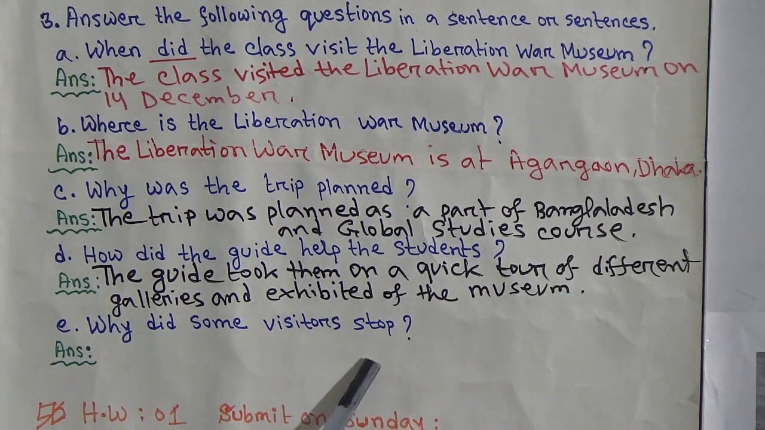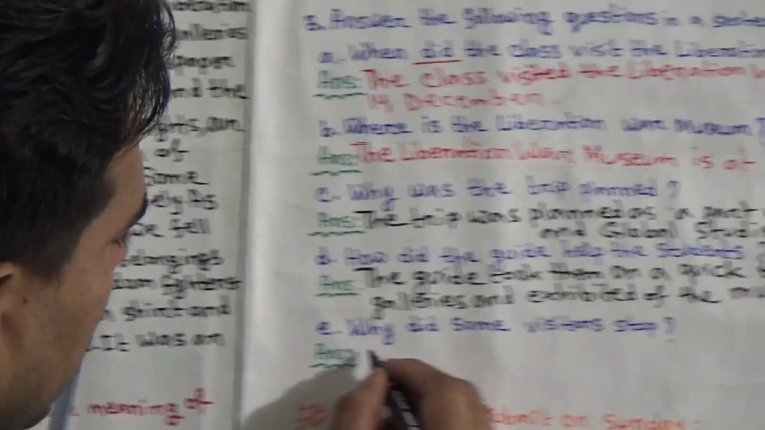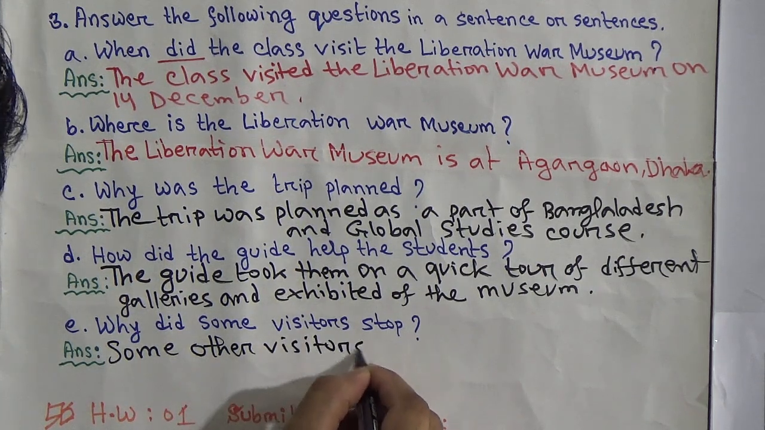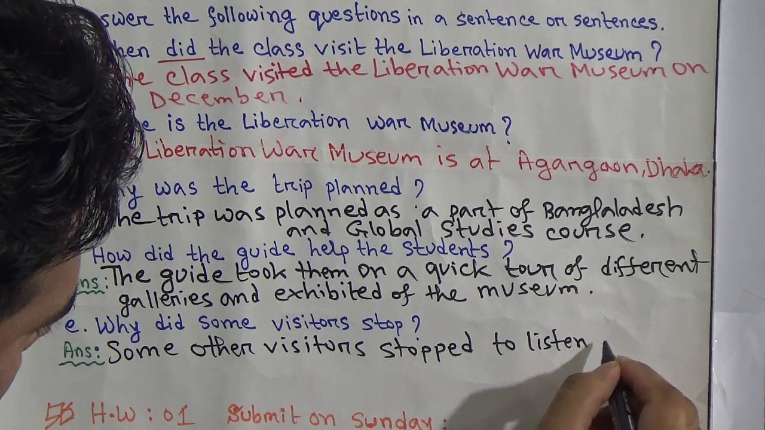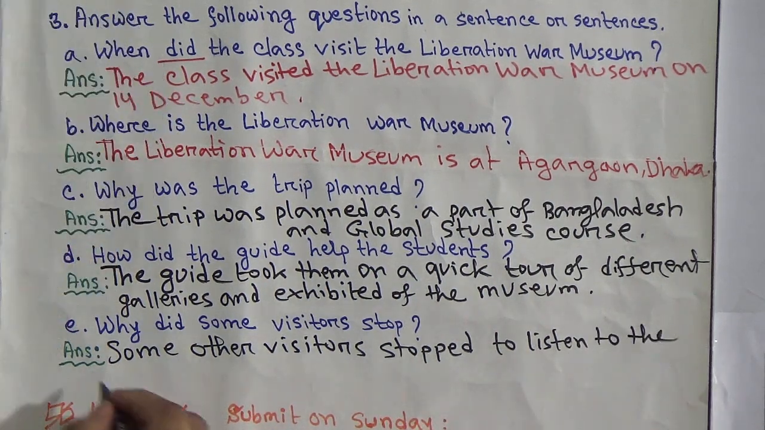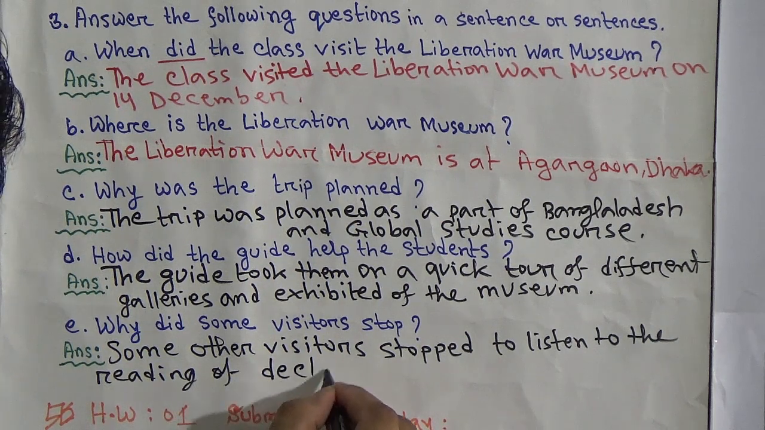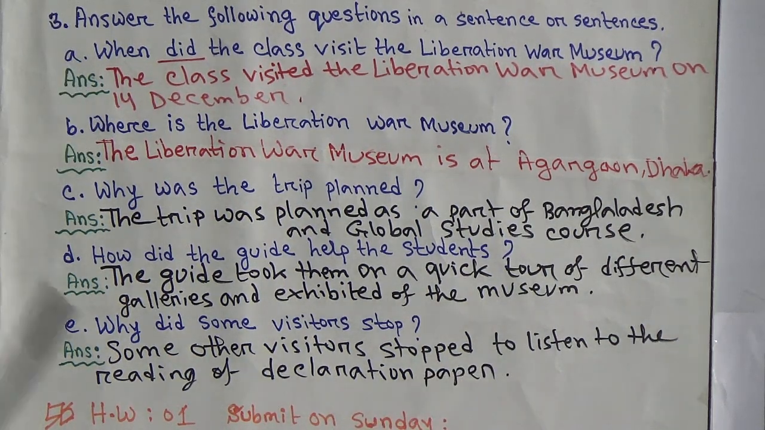Okay, last one. Why did some visitors stop? From the passage we can see that some other visitors also stopped and listened to it attentively. For what? You can write, some other visitors stopped to listen to the reading of declaration paper. Yes, some other visitors stopped to listen to the reading of declaration paper. Who was reading? The teacher was reading the declaration paper.